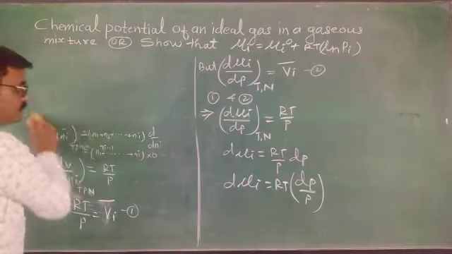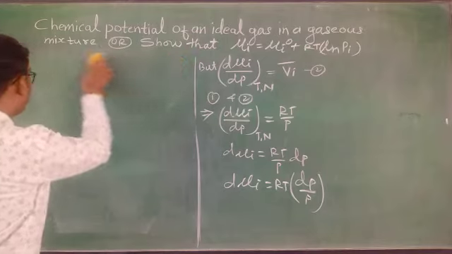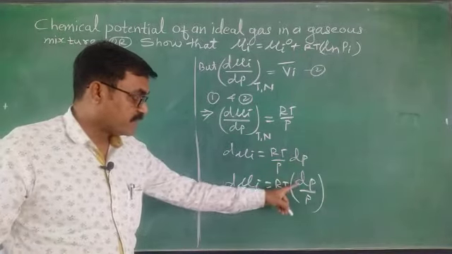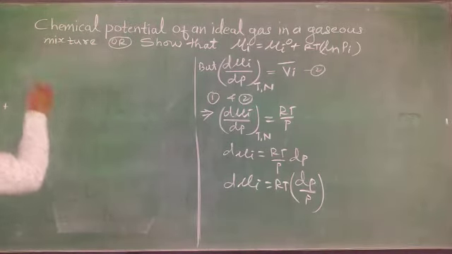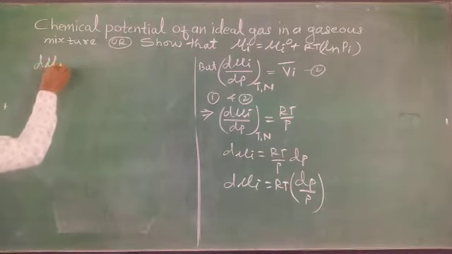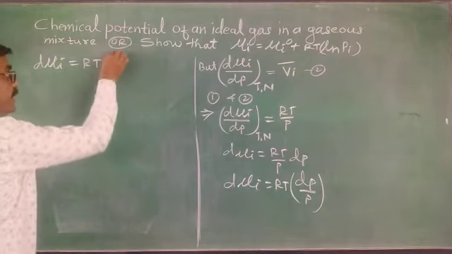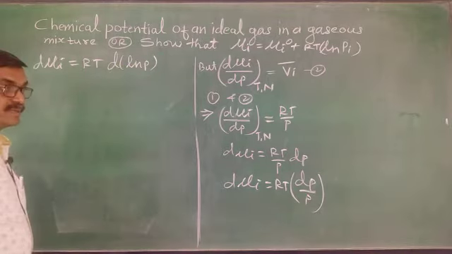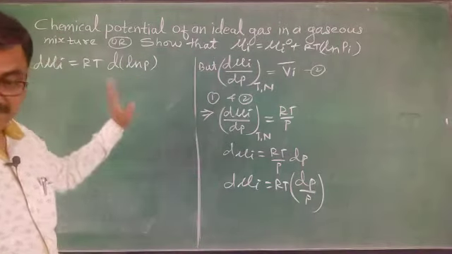Same thing. This is simple mathematics. From previous classes you know you have the right to write this as RT upon P into dP, that's why dP upon P. Now mathematically, dμi is equal to RT into the derivative of ln P. This dP upon P is the derivative of ln P.